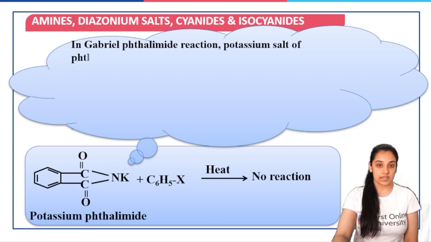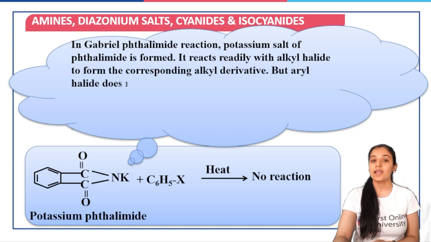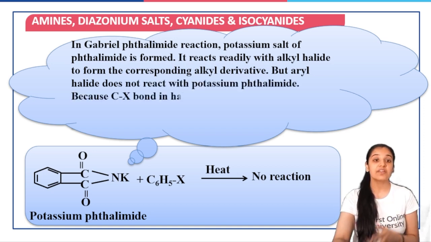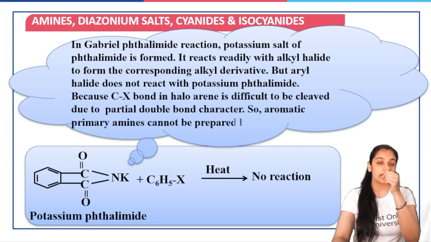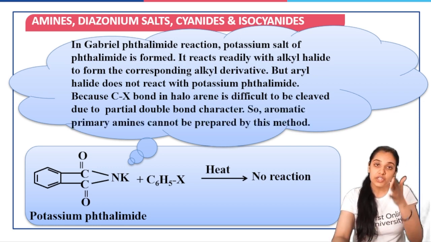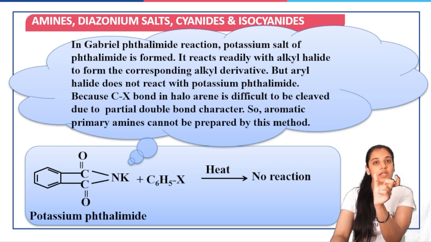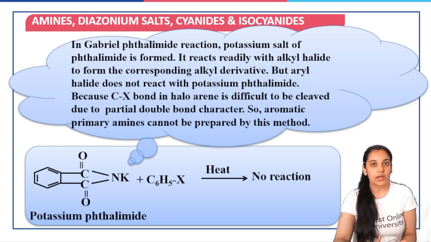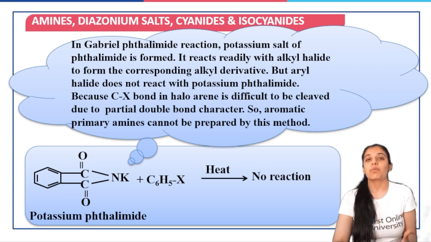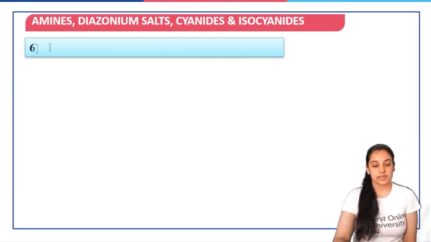Now, the reason is that here the potassium salt, which is formed, readily reacts with alkyl halide to form the corresponding alkyl derivative, but not with aryl halide. Why? Because the CX bond in case of aryl halides is difficult to break due to partial double bond character that is developed. As a result, this CX bond cannot be broken so that C can go to N and X can go to K. Because of partial double bond character, it is very predictable that no reaction is going to take place.